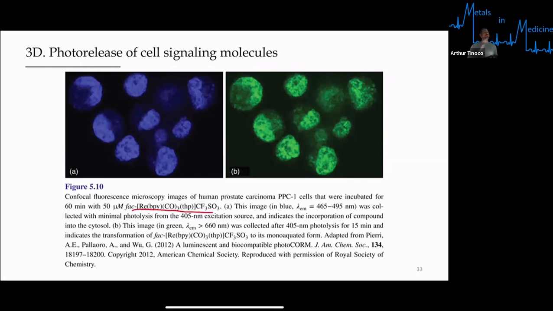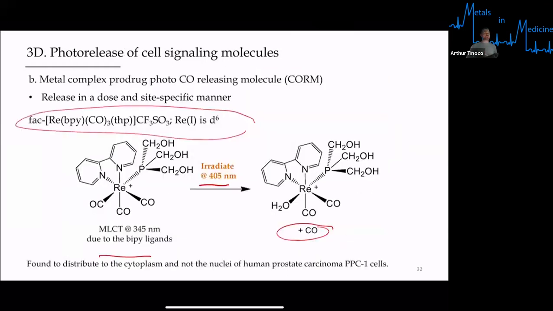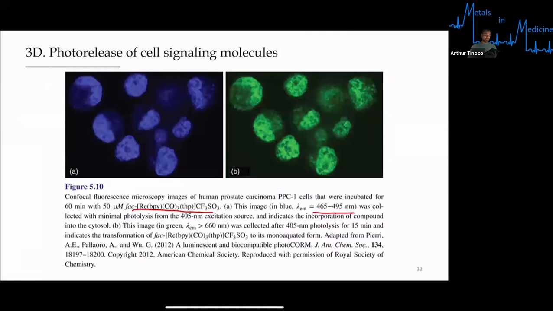All right, so what we're looking at is the fluorescence emission at 465, 495, you get this blue coloration, okay? But then what we're looking at is the emission that's observed at 660 nanometers. So this is after this irradiation of 405 nanometers. And what we're seeing is this green fluorescence, which is indicative of the transformation of the compound and the release of the carbon monoxide. Okay, so you can see how, depending on the energy, how that lights up.